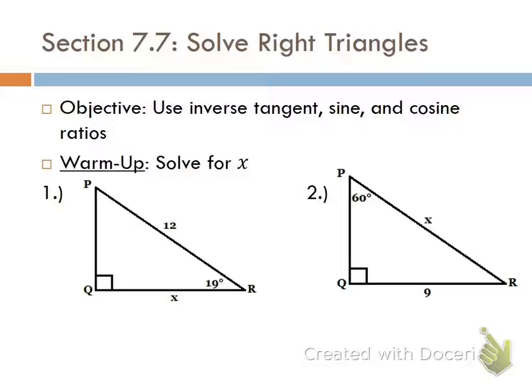So if this is the reference angle they gave us, the 19 degrees down here, then this 12 represents which side of the triangle? The hypotenuse. And the x represents which side? The adjacent side. The side across from that angle they gave us would be considered the opposite side. Now this would change a little bit if we were to have angle P instead of angle R. But since this was the angle they gave us as a reference, x is on the adjacent side. Questions about that?